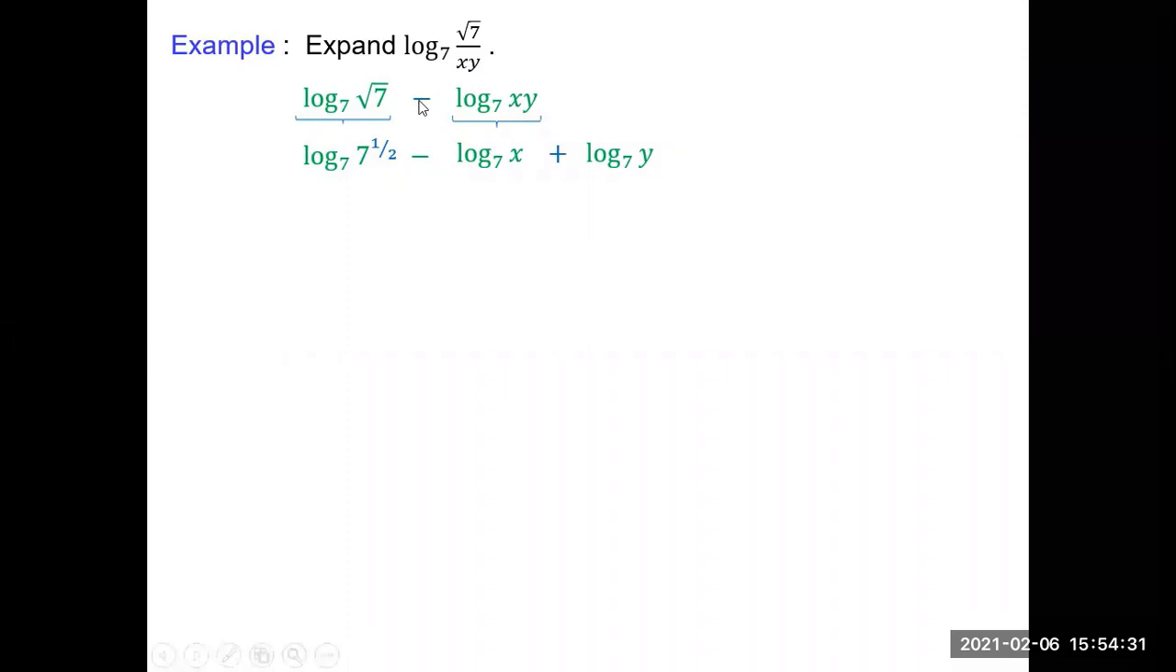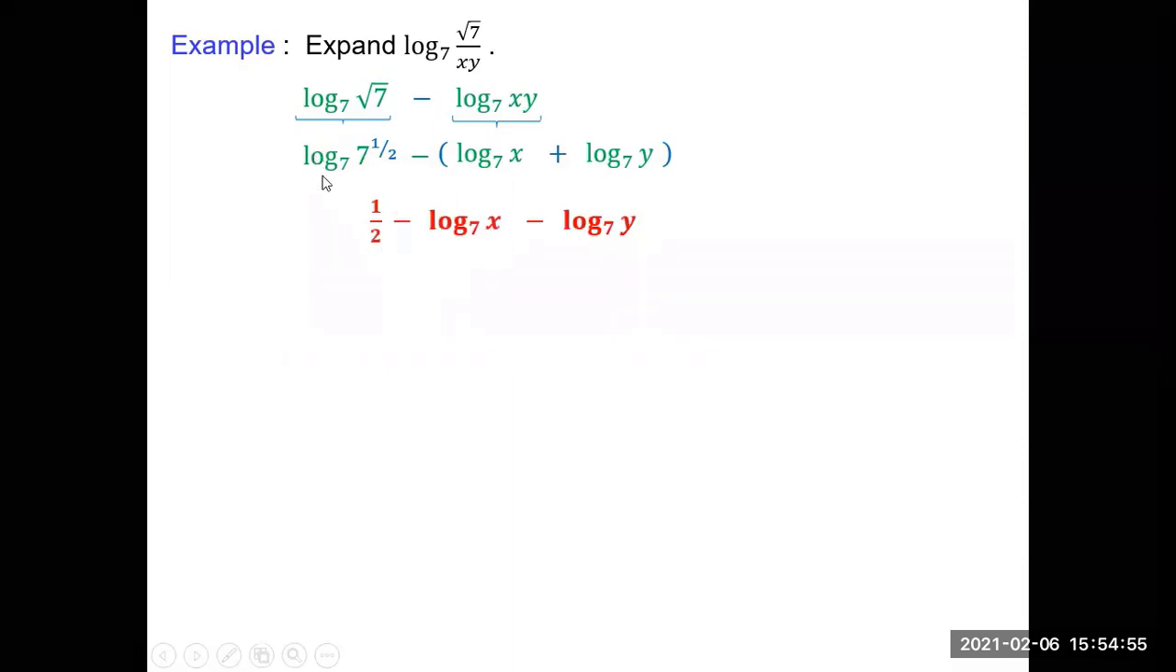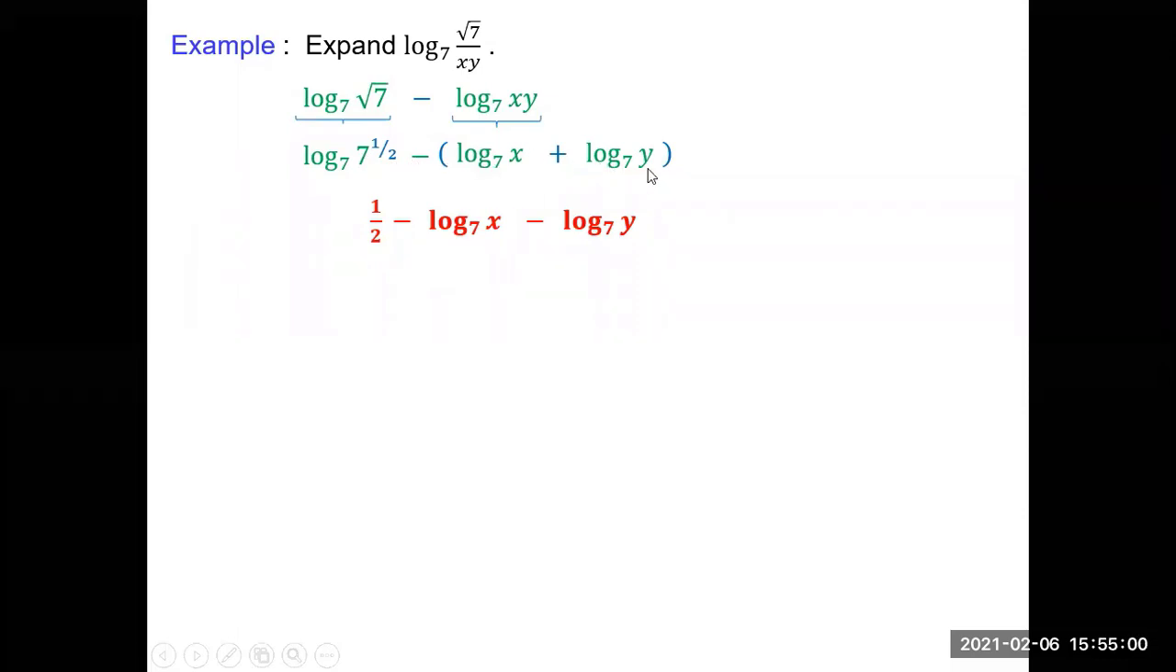Notice that we're supposed to be subtracting the entire log base 7 of xy, which means that I need to put parentheses around that quantity if I ever break it apart. So now that negative can be distributed to both terms, and we should recognize that log base 7 of 7 to the 1/2 is simply 1/2. So our final result is 1/2 minus this first logarithm minus the second logarithm.